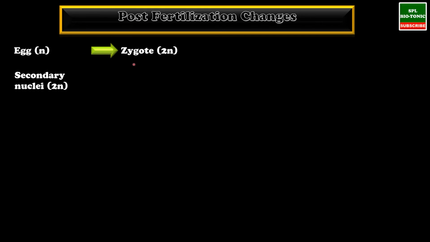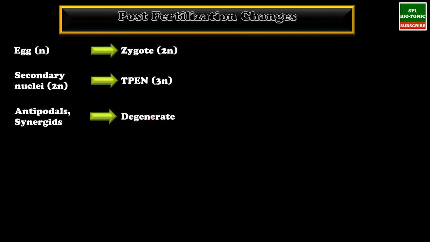So to summarize, what will happen? The egg will form the zygote. Secondary nuclei will form the endosperm, that is TPN, the triploid endosperm. Antipodals and synergids degenerate. The nucellus is usually absorbed by the developing endosperm, but if it remains, it is called perisperm.